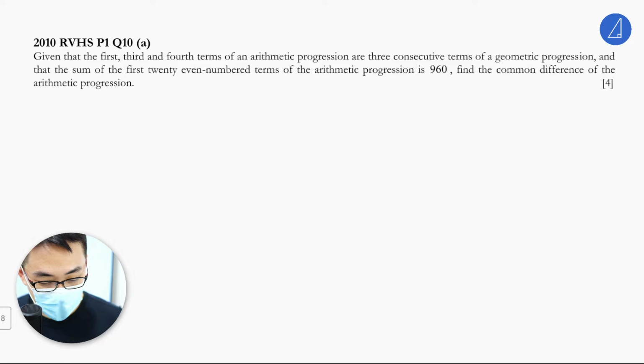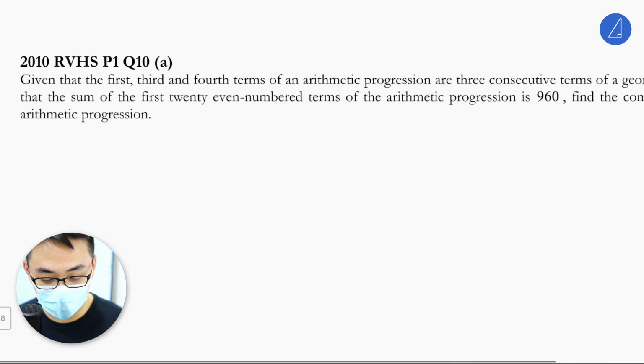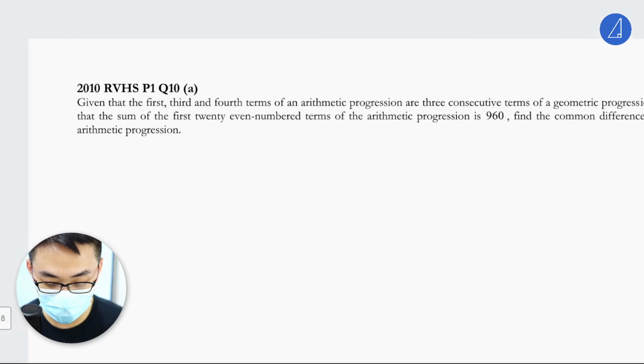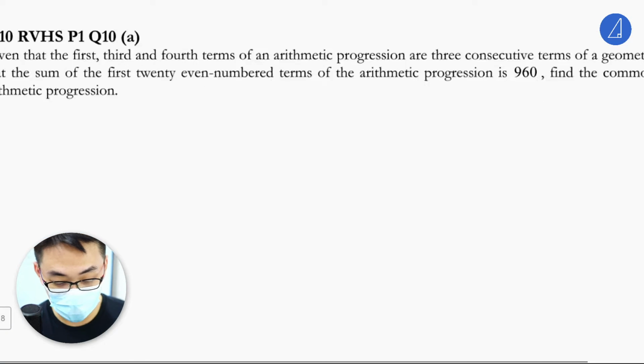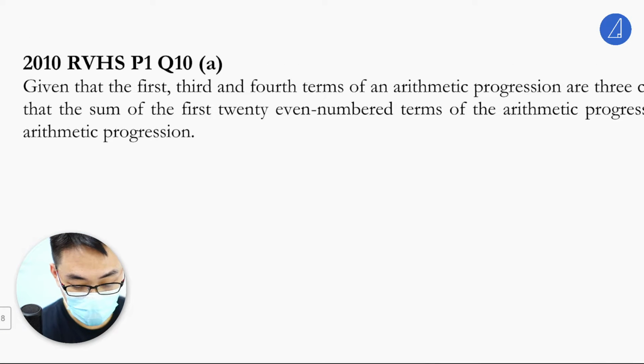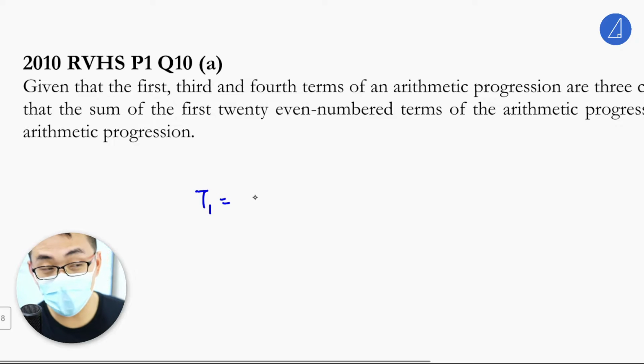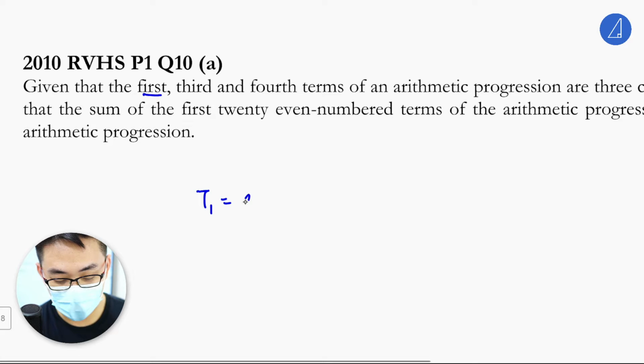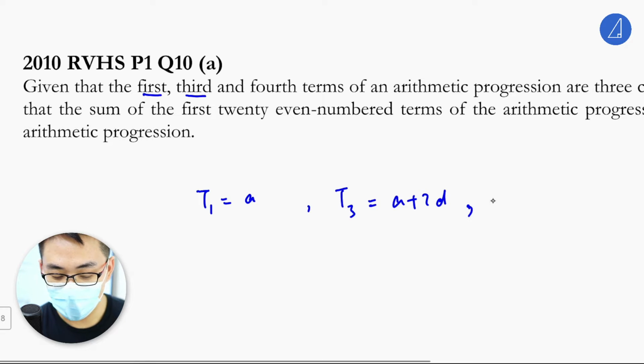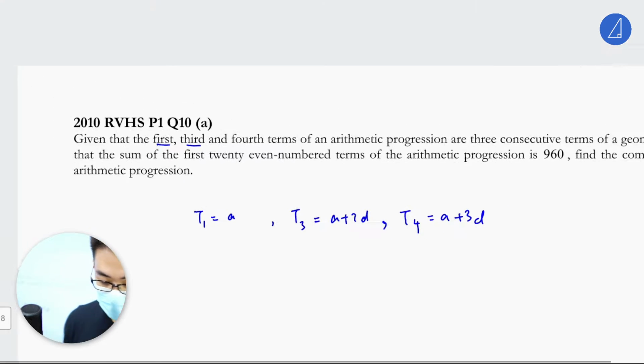Now this part here, given that the first, third, and the fourth term of AP are consecutive terms of a GP, this is where it becomes a bit tricky. You have the first term of the AP. I'm going to use normal nomenclature, okay? First term, just write it down, so A. The third term, you know that T3 is actually A plus 2D, right? Then T4 is A plus 3D. Right?